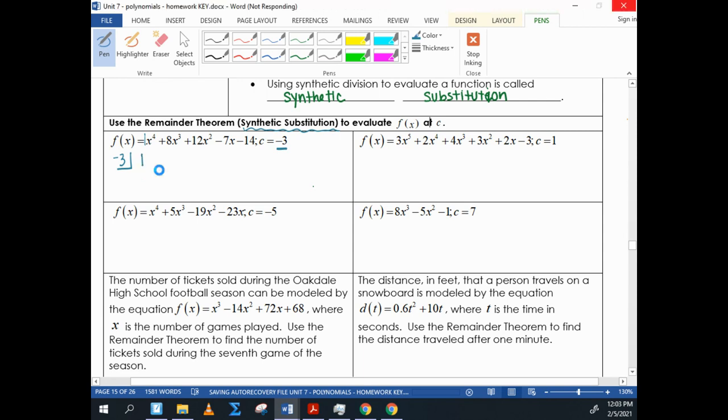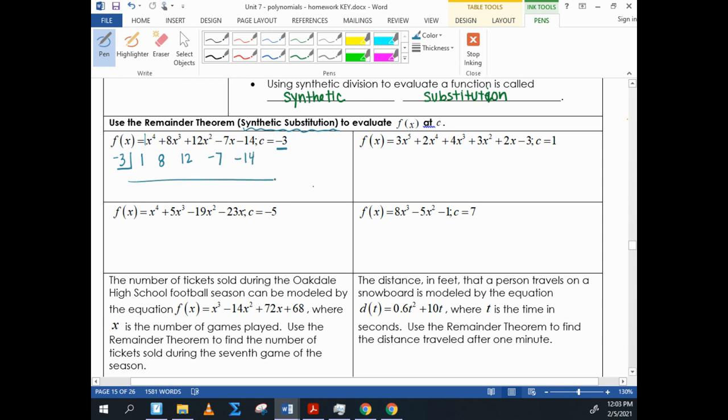Notice I have 1x to the fourth, 8x to the third, 12x squared, negative 7x, and then a negative 14. All right. Again, you're just looking for your remainder. You don't even need to worry about x's this whole remainder theorem lesson.